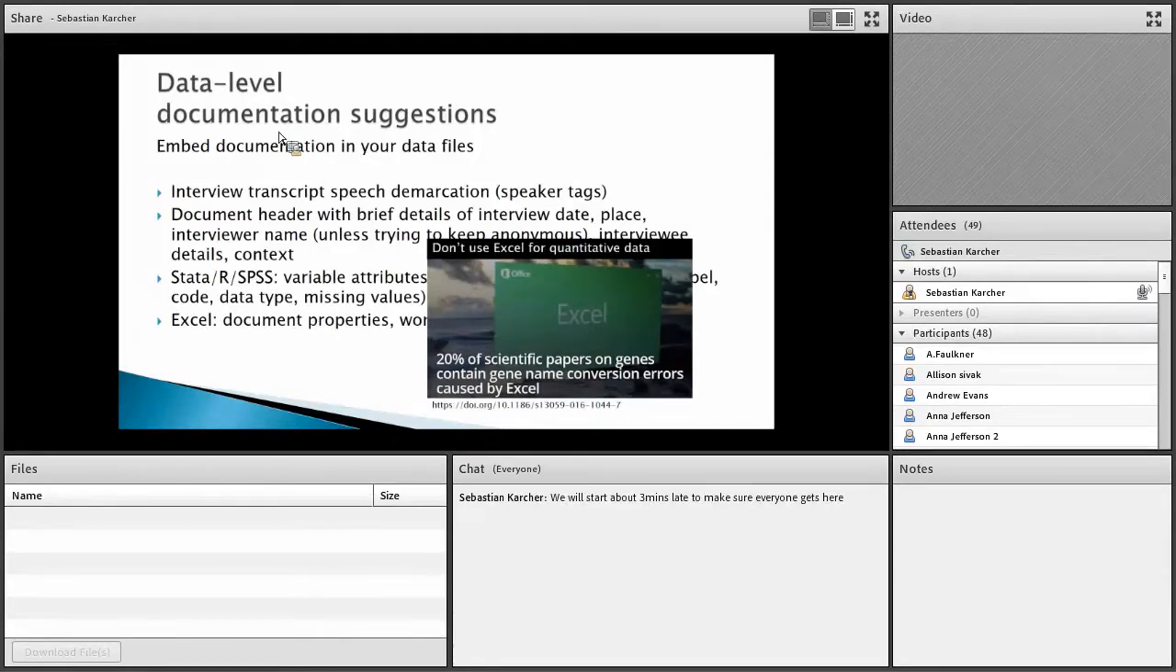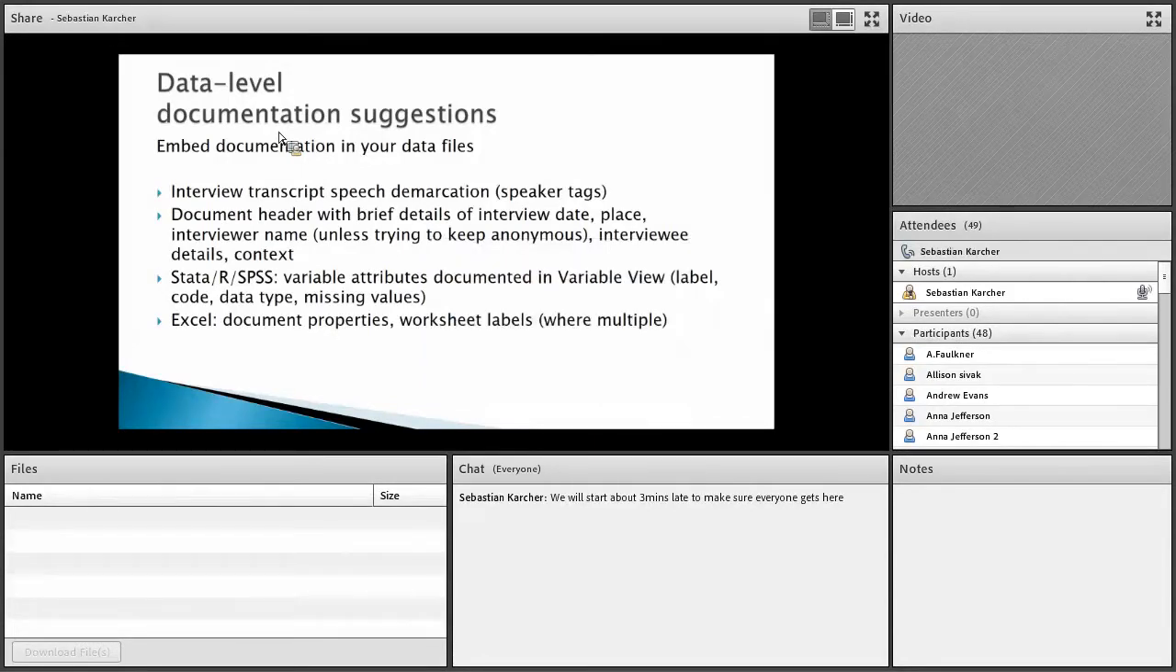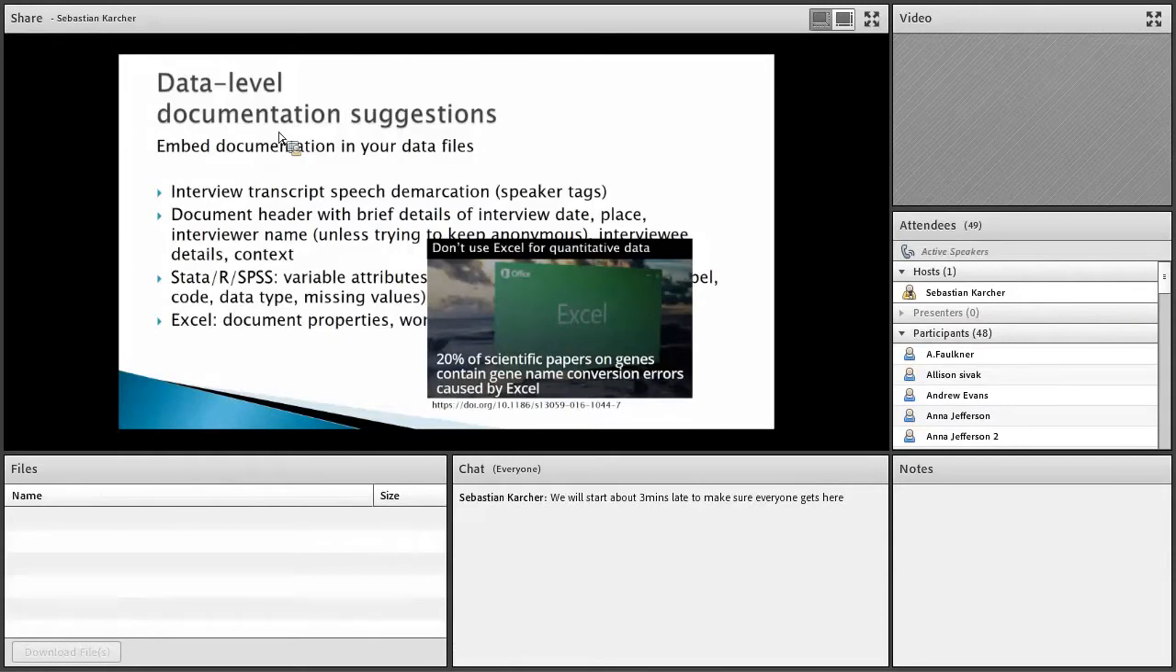Sorry, I should have maybe said here something about Excel files, which people often use, and they're good for certain types of data recording, but they should also be very well documented. Worksheets should be labeled. The document itself should have all its metadata properties. And one striking statistic that comes out of this article that you can find via the DOI says that 20% of scientific papers on genes contain gene name conversion errors that are caused by Excel.